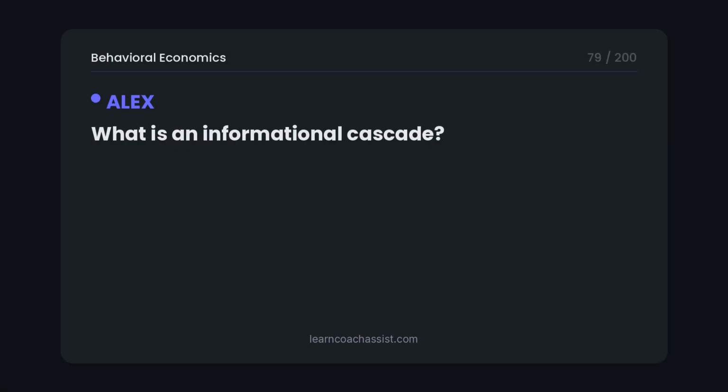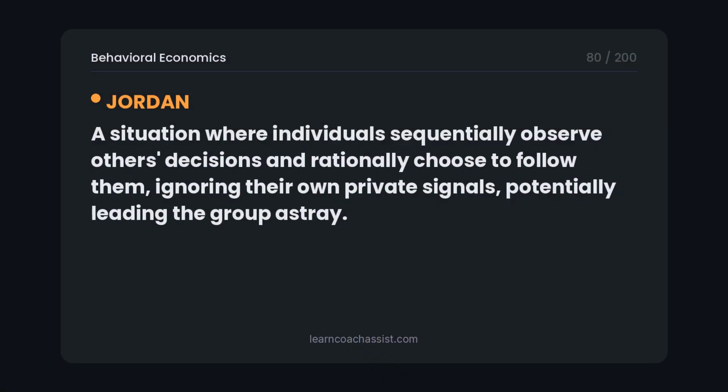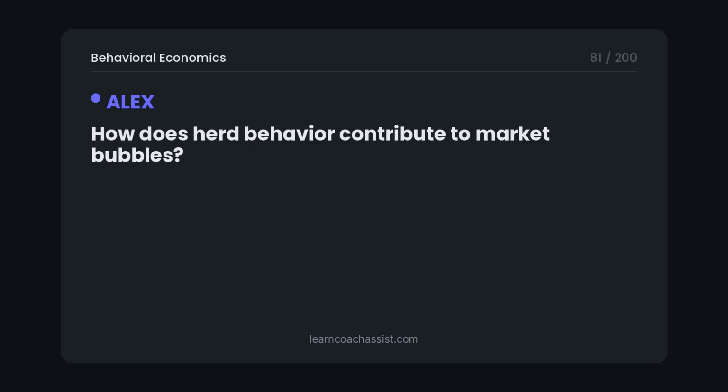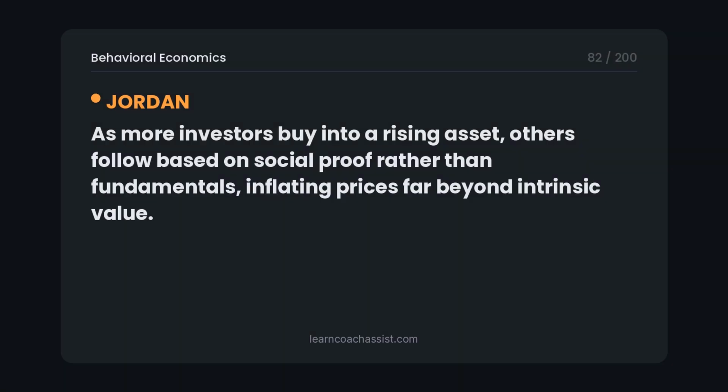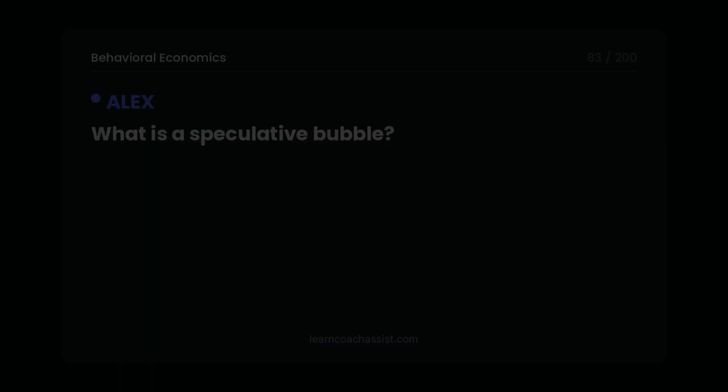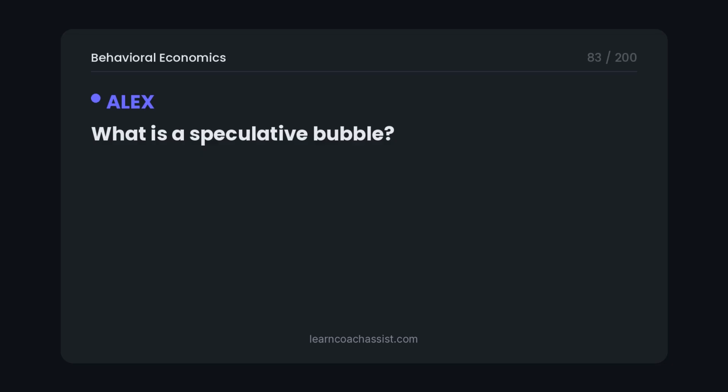What is an informational cascade? A situation where individuals sequentially observe others' decisions and rationally choose to follow them, ignoring their own private signals, potentially leading the group astray. How does herd behavior contribute to market bubbles? As more investors buy into a rising asset, others follow based on social proof rather than fundamentals, inflating prices far beyond intrinsic value. What is a speculative bubble?